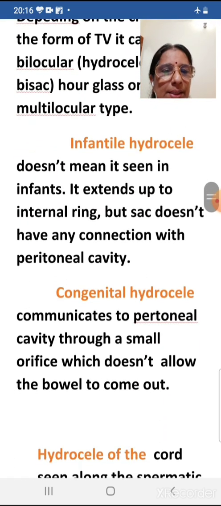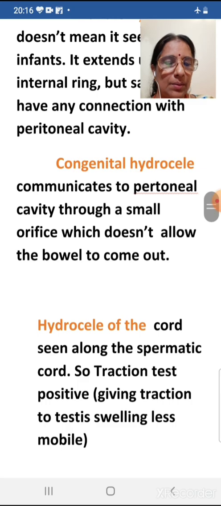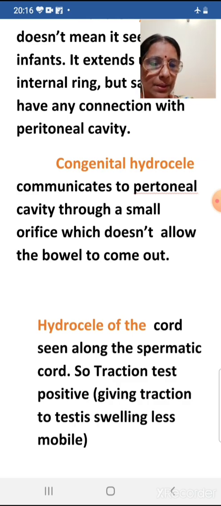Then coming to congenital hydrocele, it communicates to the peritoneal cavity through a small orifice through which only the peritoneal fluid comes out. The bowel will not come out. Hydrocele of the cord, that is the cyst seen along the spermatic cord. I have already told you that some part of processus vaginalis is patent and it can produce fluid. That collection of fluid in the spermatic cord is called hydrocele of the cord.